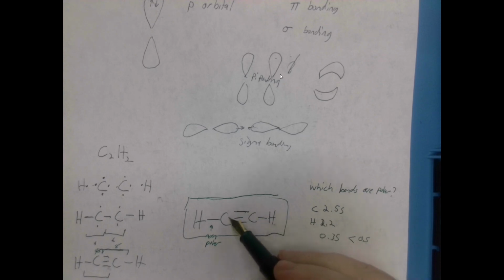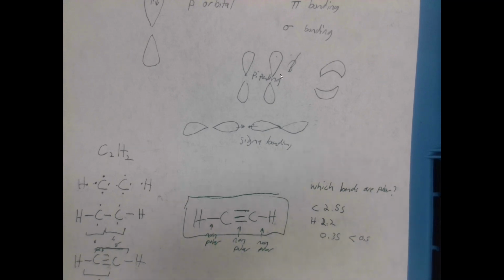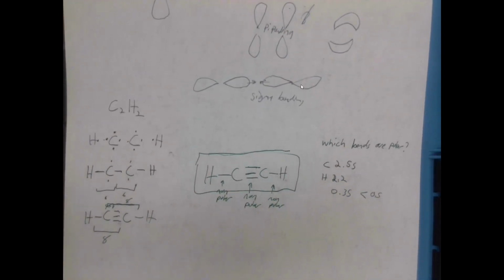The EN difference between carbon and carbon is obviously 0. So these are all nonpolar. So there are no polar bonds in this molecule. Even if these were polar, because of symmetry, this whole molecule would be nonpolar. But we'll look at symmetry when we actually go over geometry.